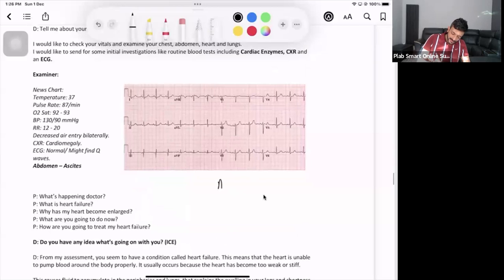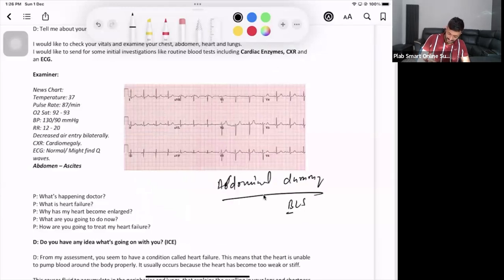You will have an abdominal mannequin dummy, like a BLS mannequin. So that is the dummy that you will have there. In this case, the patient has got abdominal distension. So in the heart failure scenario, why is this patient having abdominal distension?